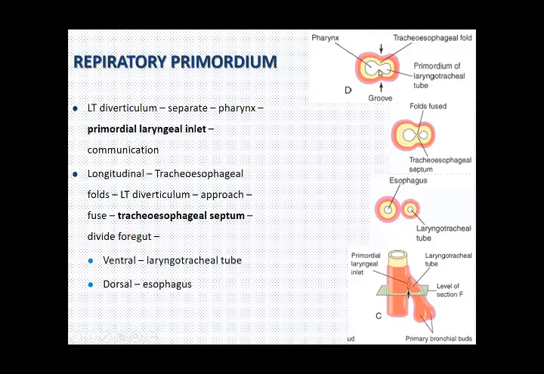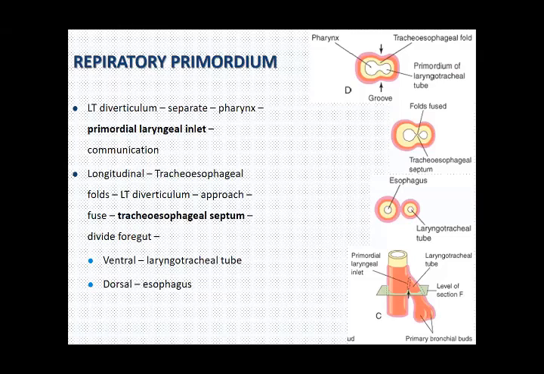These folds are called laryngotracheal folds. These folds come to approach each other, they come close to each other, and then they fuse with each other. When they fuse with each other, they form what is called a tracheoesophageal septum. This septum divides the foregut into a laryngotracheal tube and dorsally placed esophagus. Pharynx का caudal end and esophagus dorsally, and ventrally we have the laryngotracheal tube.